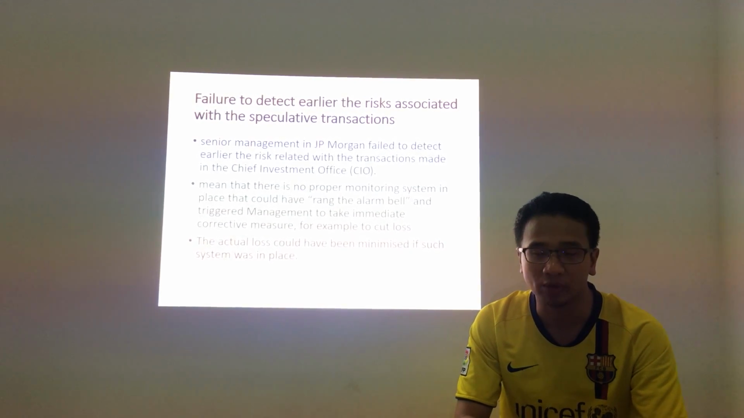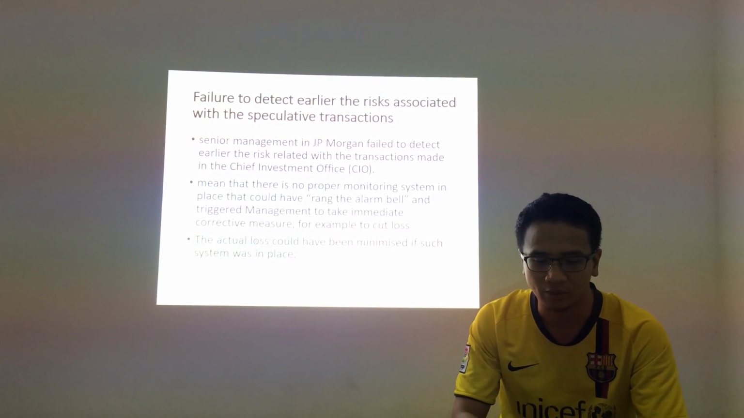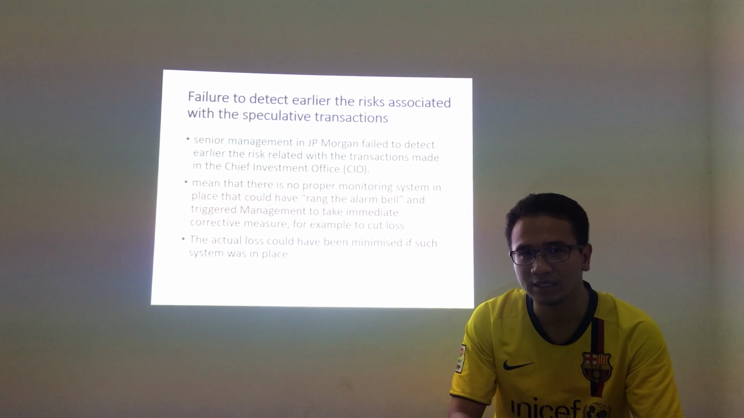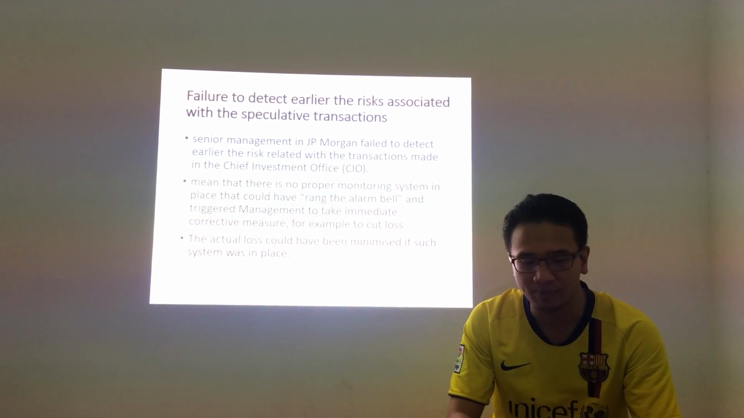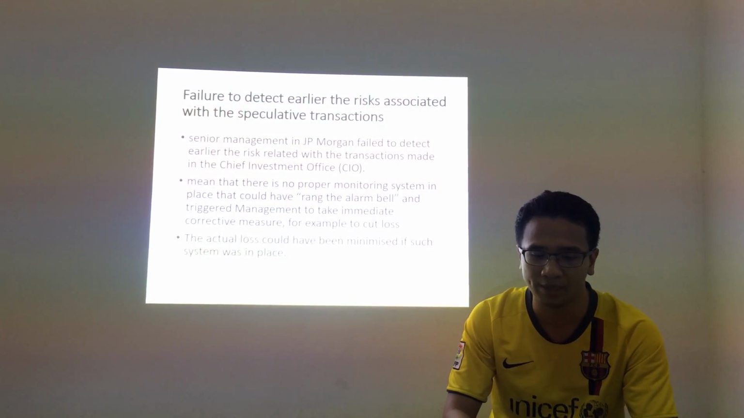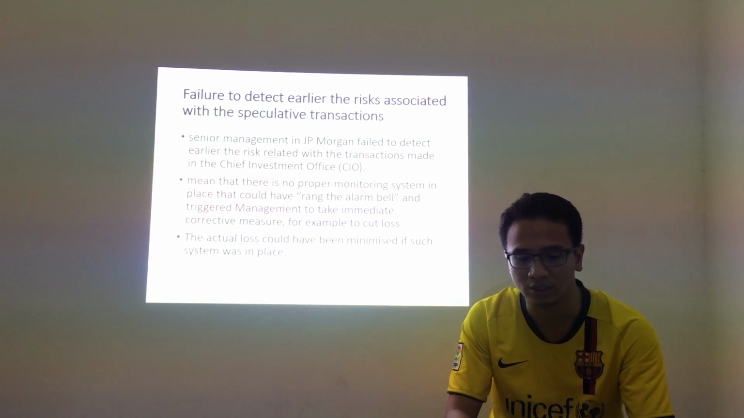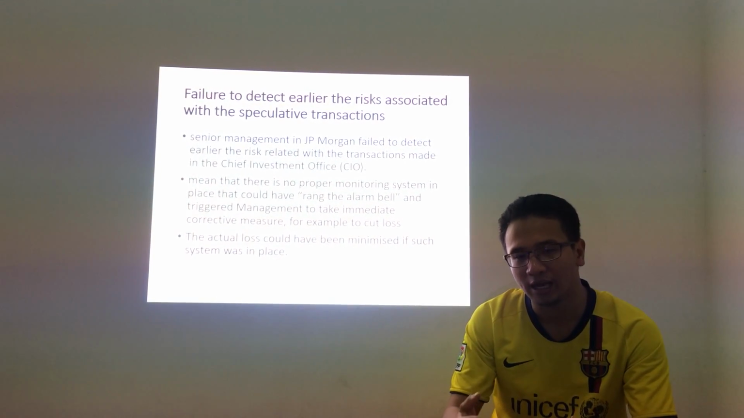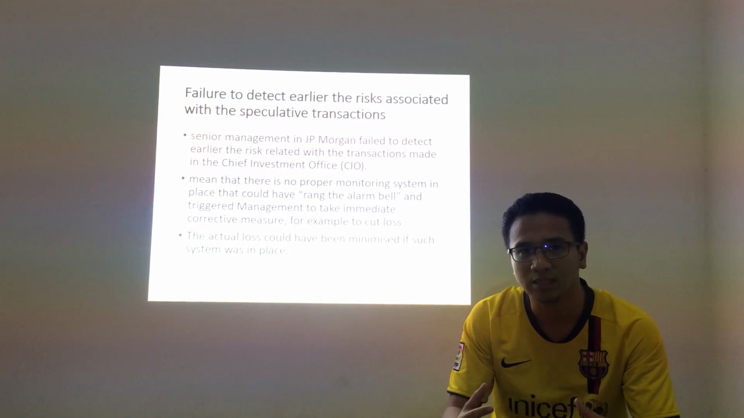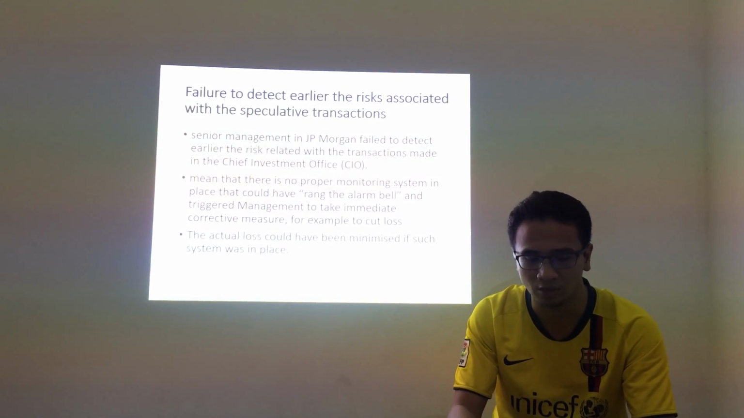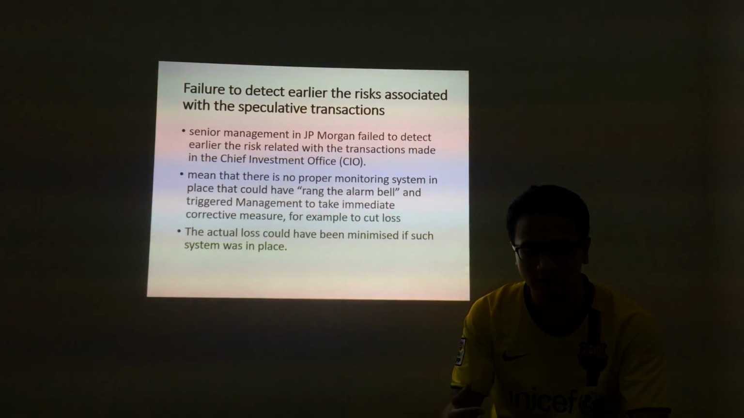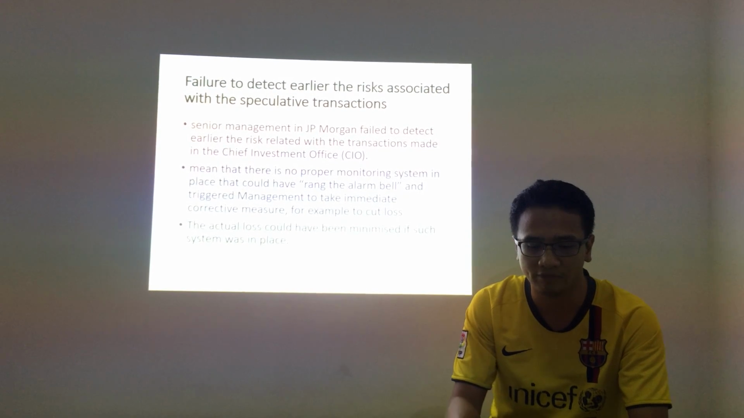The senior management in JP Morgan failed to detect the risk related to the transactions in the Chief Investment Office, or CIO. This means there was no proper monitoring system in place which could have rung the alarm bell and triggered management to take immediate corrective measures, for example, to cut loss. When they entered into trades and the trades went against their positions, a system should have triggered management to cut loss. If the cut loss had been done, the actual loss incurred by JP Morgan could have been minimized.